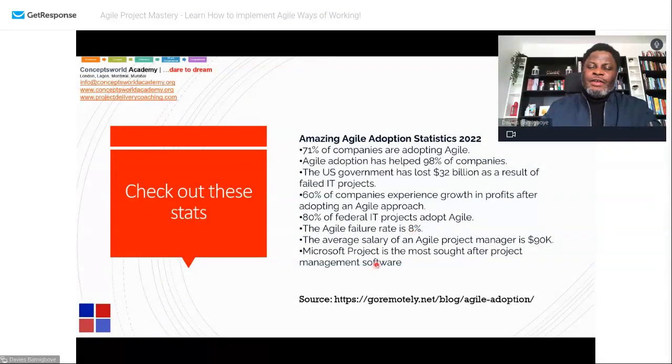Then the salary for an agile project manager is 90K, right? That's average. Again, this is based on the US market. In the UK here, probably it's going to be 60,000, 70,000, or 80,000 pounds, depending on your experience, but agile project management is a good role to have. Then Microsoft Project is the most sought after project management software because you can use that to do a bit of planning.